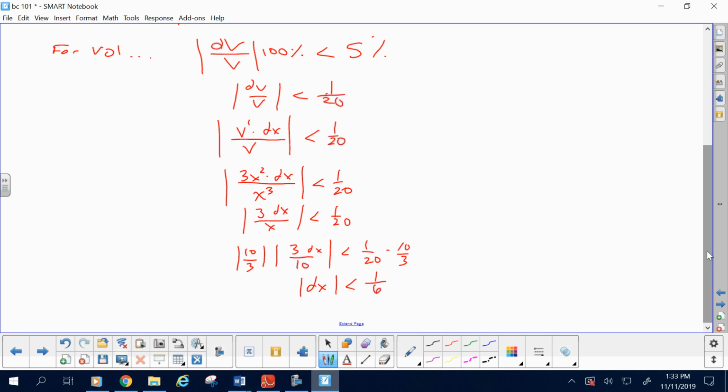So let's answer our question. I would need to measure the side with error less than what? 1/6 of what units? Of a centimeter. If I got the side within 1/6 of a centimeter on each edge, then I would get the volume within 5% of the true.